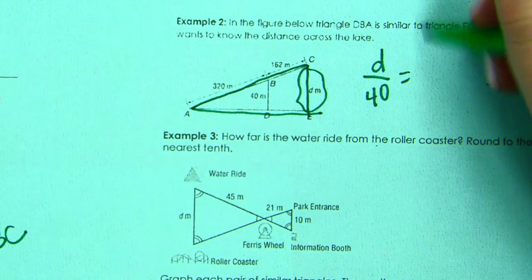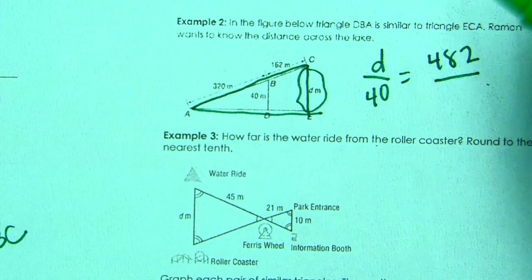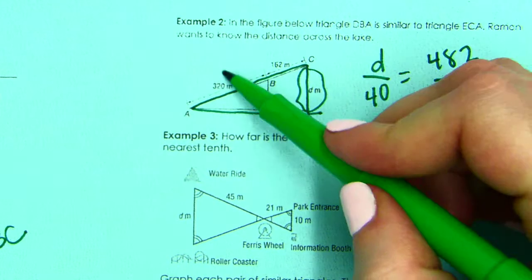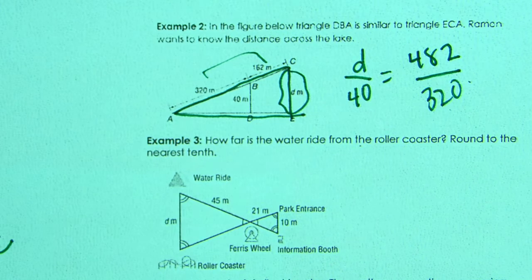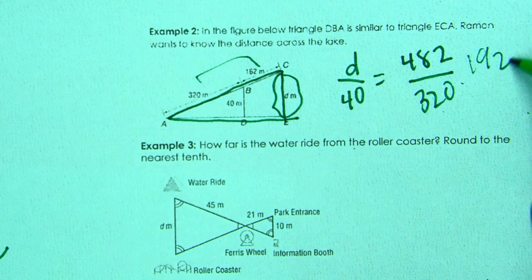So that would be 482 over the hypotenuse of the little triangle is 320. So I had to add these two to find the hypotenuse of the big triangle, this number up here. So I would do 40 times 482, which is 19,280 equals 320 times d.